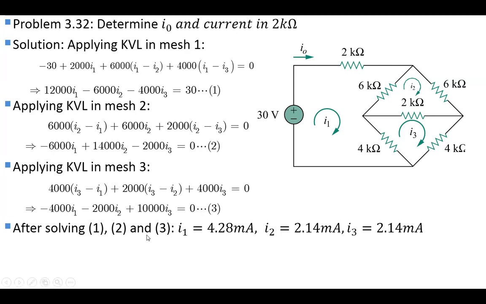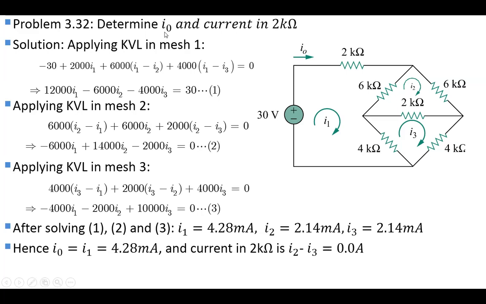After solving equations 1, 2 and 3 simultaneously, we get I1 is 4.28 milliampere, I2 is equal to 2.14 milliampere, and I3 is equal to 2.14 milliamperes. The problem was that we want to determine I0, and you can see that I0 is the current in the 2 kilo ohm resistance. This 2 kilo ohm resistance is only connected to mesh number 1, and in mesh number 1 the mesh current is I1. So this means that I0 is equal to I1.